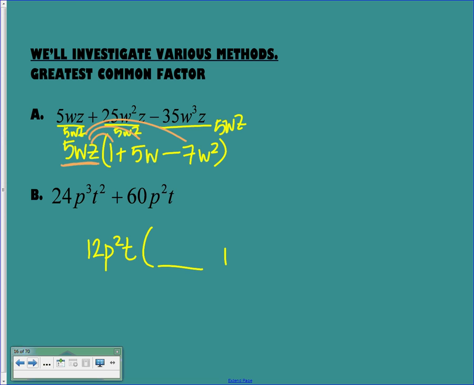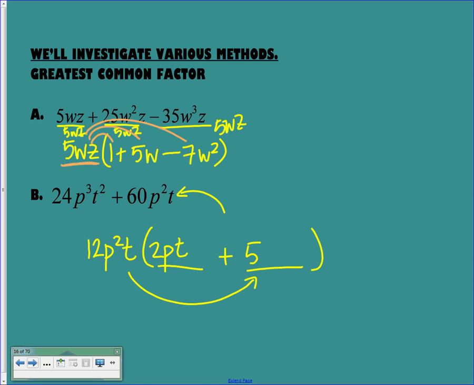Now I'm going to say, what am I missing? Well, I know I'm going to be missing 2 things, so I have to fill in the blank here twice. 12 times what gets me to the 24? 2. P squared times what gets me to p to the third? 1p. T times what gets me to t squared? Another t. So if you don't like that dividing idea from the first one, you can just think about what you're missing. Now 12 times what gets me to the 60? 12 times 5. P squared times how many p's get me to p squared? Well, they're already there, so I don't need any. And t times what gets me to t? That's already there.